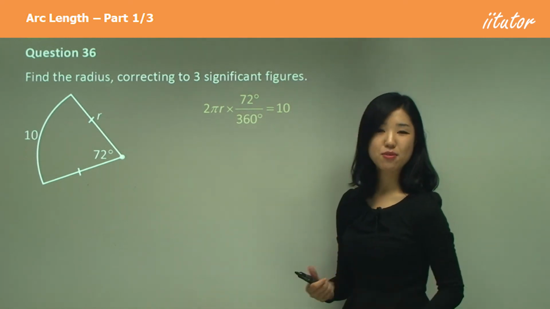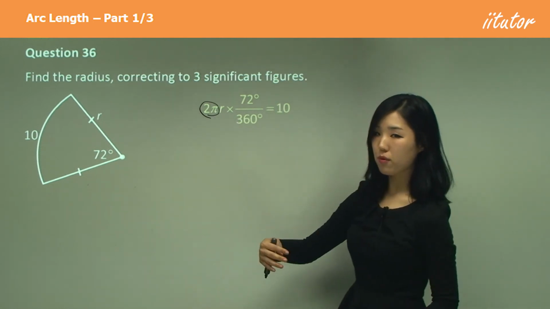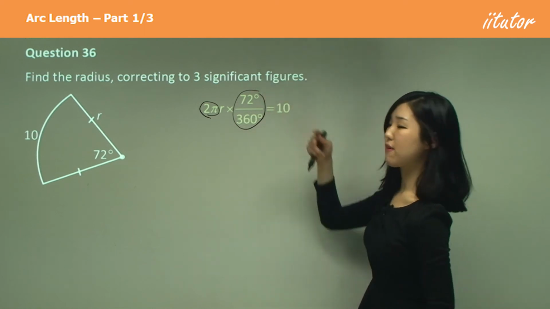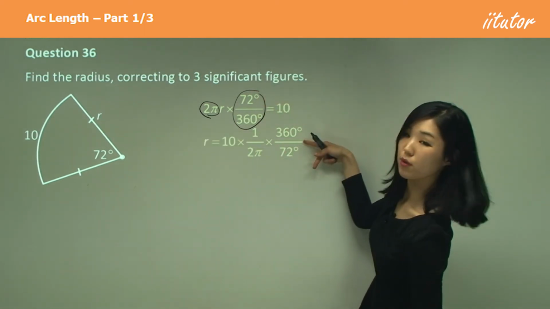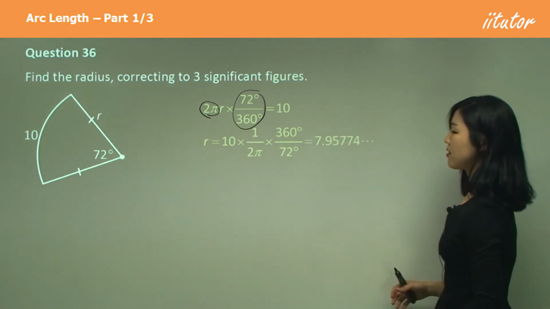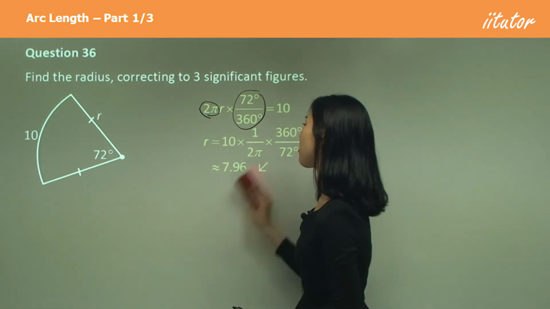Again, do the same thing. Multiply by 1 on 2 pi or divide by 2 pi and times by the reciprocal of that fraction. So 10 times 1 on 2 pi times the reciprocal. And put that into your calculator, you'll get that, and to 3 significant figures, that's your answer. Okay, so now you can see that's very repetitive again.